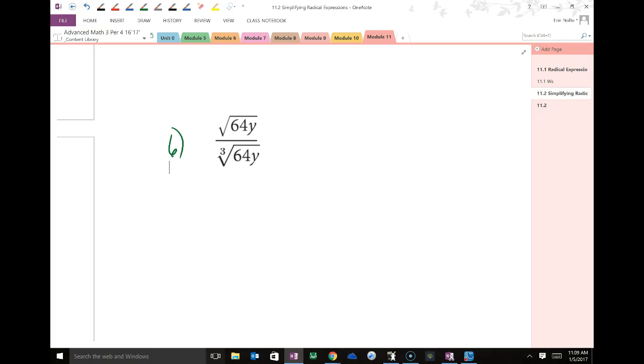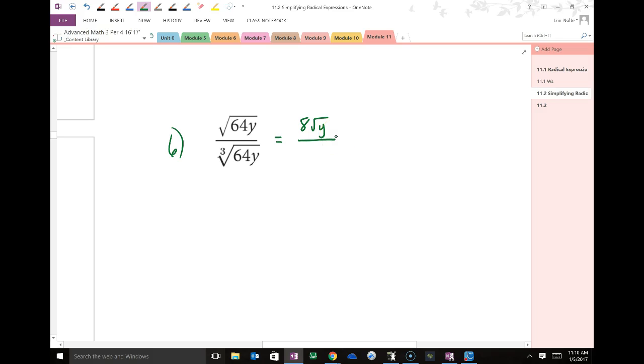So, can I divide these two? Why not? They're not the same radical. So I cannot say 64y over 64y is 1 and be done with it. So what I have to do is break the top individually and break the bottom individually. Let's start with the top. What's the square root of 64? 8. What about the square root of y? Can't break it.